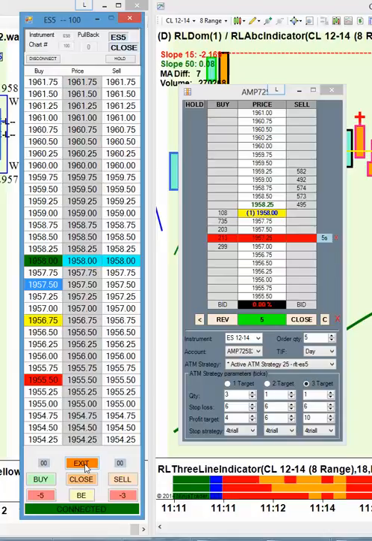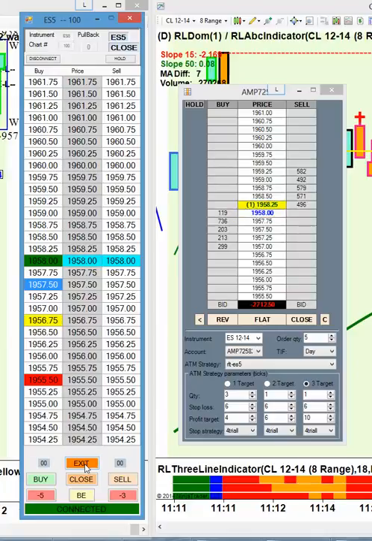Gone. Just taking a little while to shut down. Target filled. And there it goes. And the trade is out. So that's how the system works.